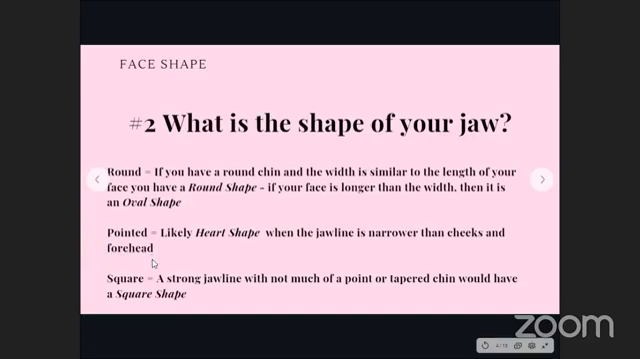If your chin is pointed, likely it's going to be a heart shape, when the jawline is narrower than the cheeks and the forehead. One of those examples would be, I think, Kourtney Kardashian. A round face would be, what's her name? Selena Gomez. And then I believe a square shape would, I think, be Nicole Kidman, but I'll double check. A strong jawline with not much of a point or a tapered chin would have a square shape.